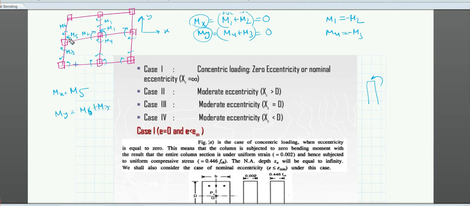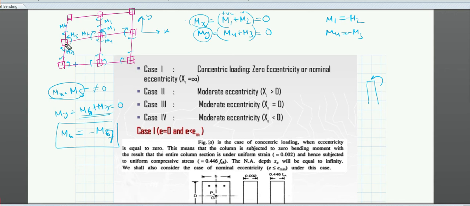Okay, so if you see here, there is no chance of having mx equal to 0. It cannot be 0, right? It will always have a certain amount of moment, but probably my might be 0 if m6 is equal to m7. In that case in the my direction it might be 0, but mx cannot be 0. So the columns which are at the edges or at the corners are always subjected to moments.